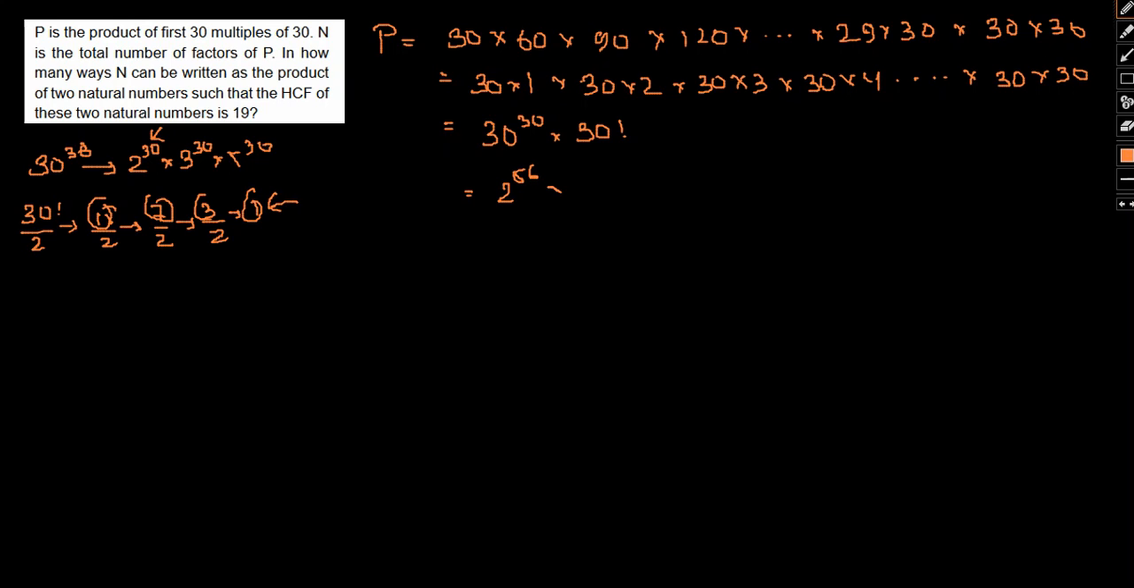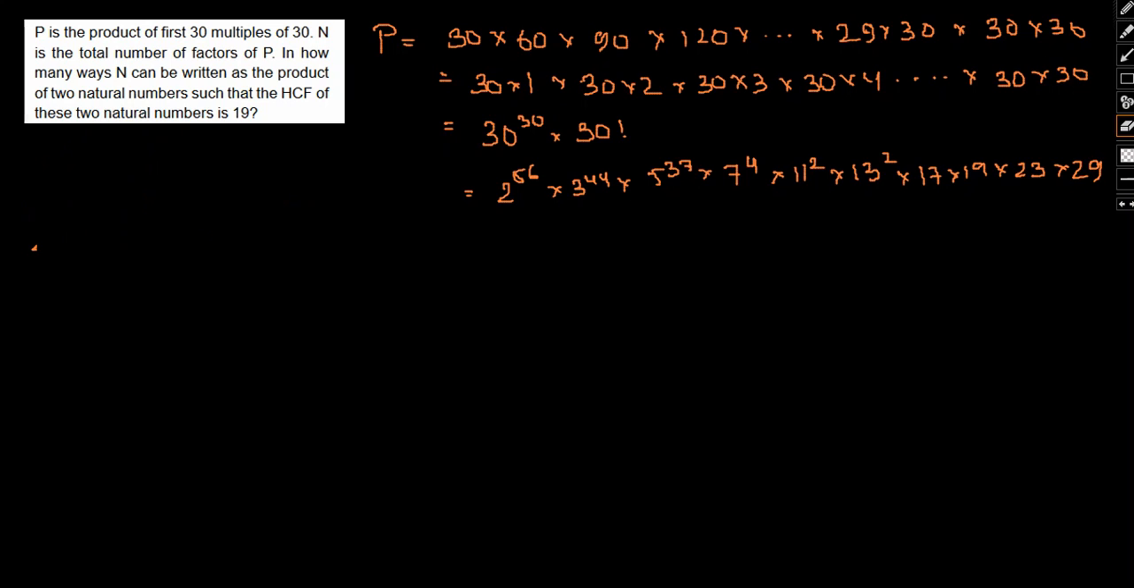Similarly, if we calculate for 3, it comes out to be 3 to the power 44. If we calculate for 5, it comes out to be 5 to the power 27. 7 comes out to be 4, 11 comes out to be 2, 13 comes out to be 2, and 17, 19, 23, 29 each come out to be 1. Okay, so this is what we actually have. Simply, how we got all of these numbers, we used the same method we used to figure out the power of 2 as well.